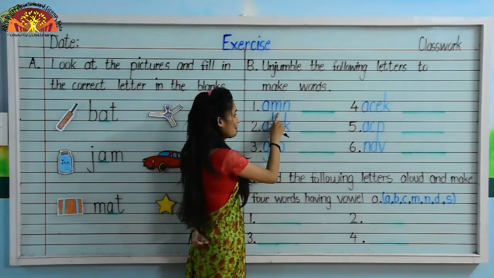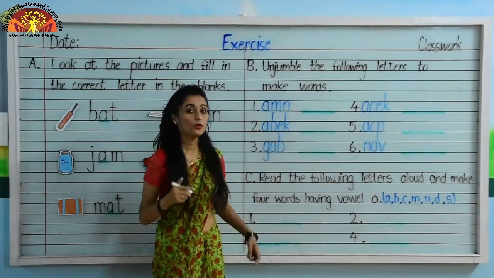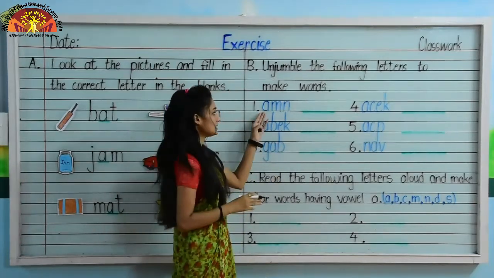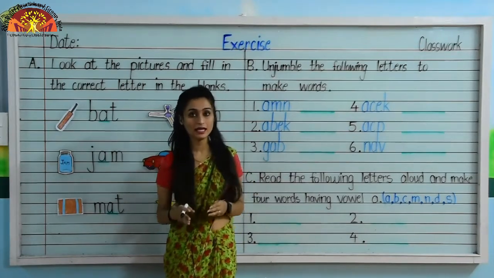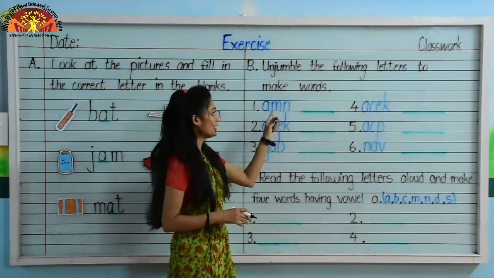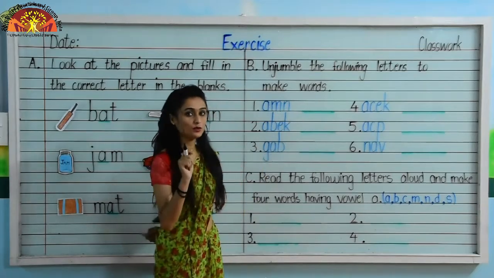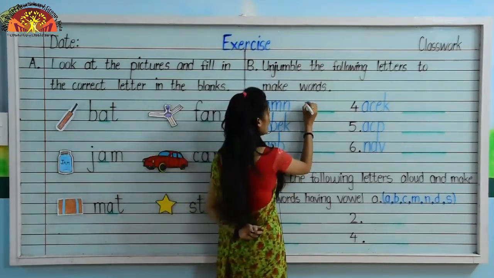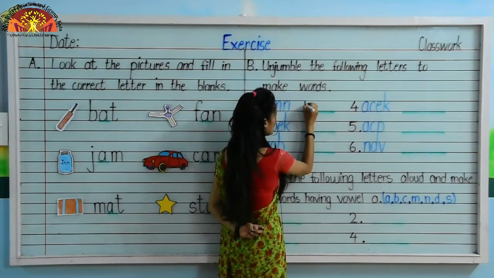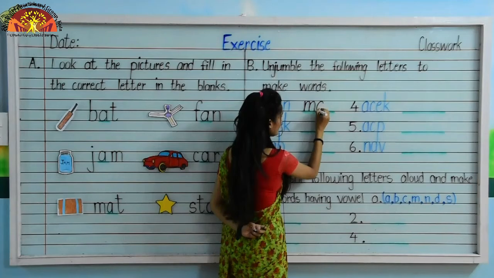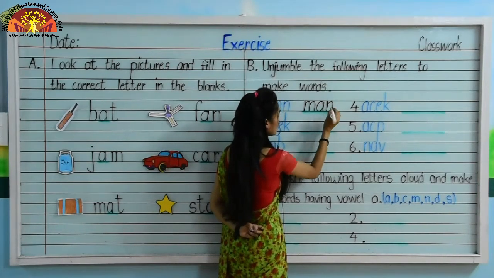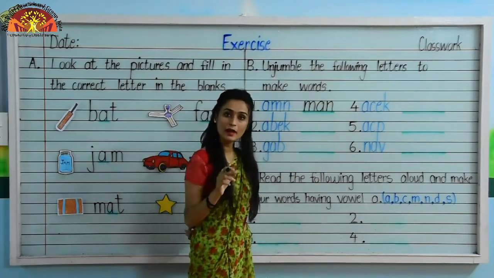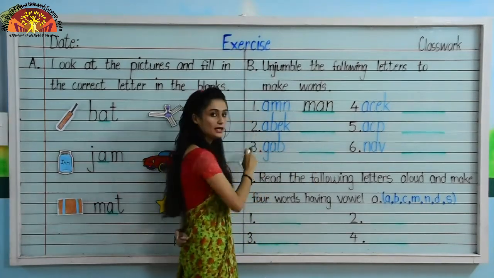Here A, M, N is given. Which word can we make with the help of these letters, kids? Yes, we can write M-A-N, man. Okay, so our word is ready. So we have to write M-A-N, man. Very good. Come to the next one.